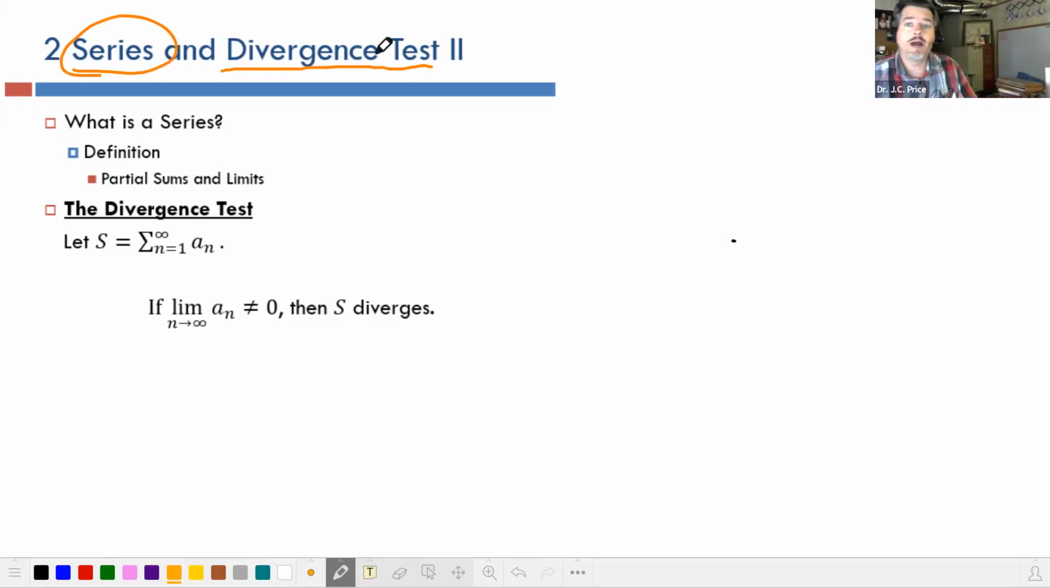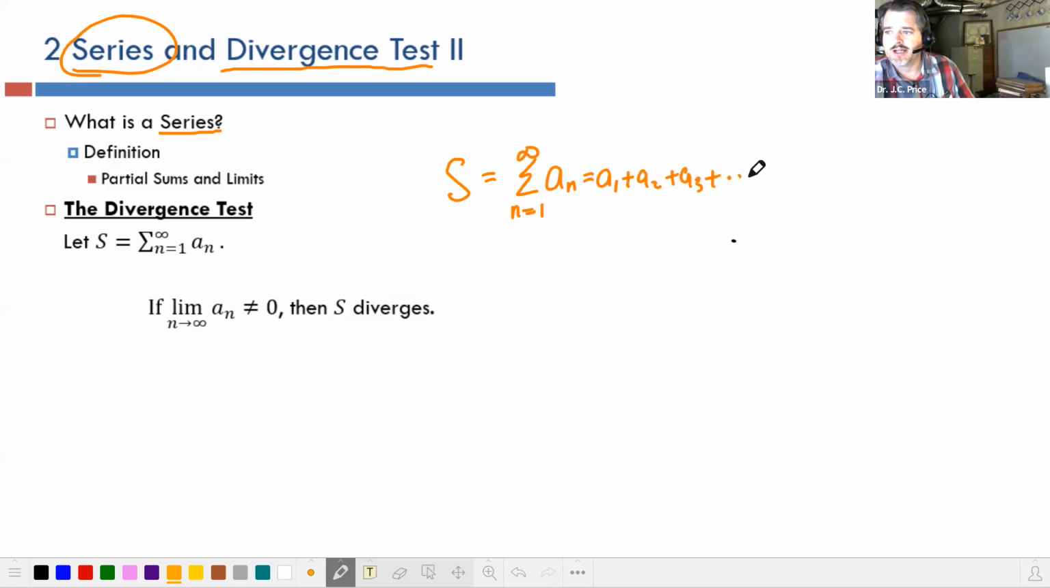So again, let's go back just to review what a series is. By a series, what do we mean? I usually use the symbol S to represent a series. So S is equal to the sum from n equals 1, and we talk about infinite series in this class, from 1 to infinity of a sub n, which is really a short way to write a sub 1 plus a sub 2 plus a sub 3. And these are all just some numbers, basically, plus dot, dot, dot. And so it goes on forever and ever.